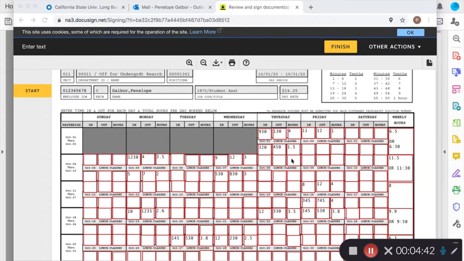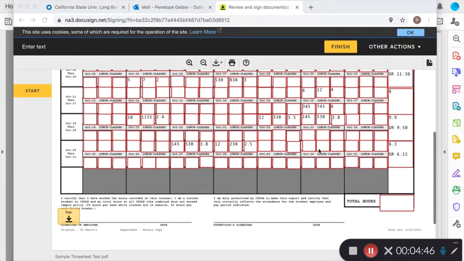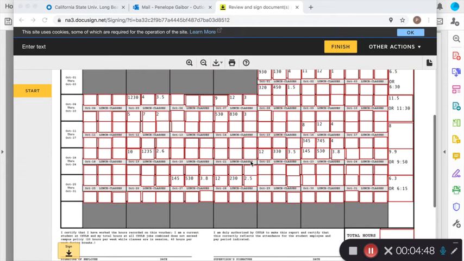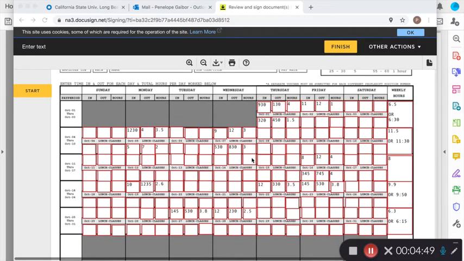So with the timesheet, what's going to happen is you're going to receive this through email. You're going to fill it out. You're going to sign it. Once you sign it, I'm going to get a copy for pre-approval, just to make sure that you're reporting your hours correctly.